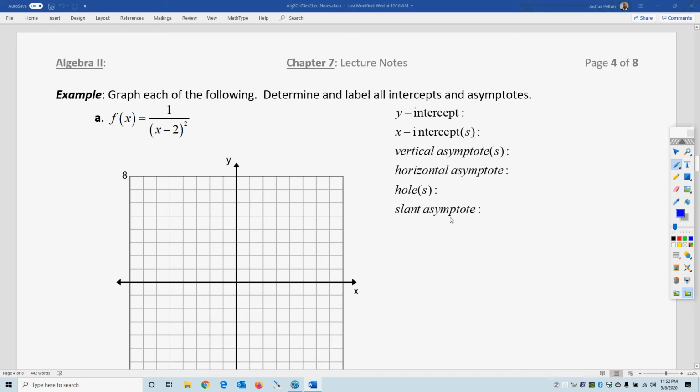This is Professor Pelton. This is Algebra 2, Chapter 7, Section 2 on graphing rational functions.